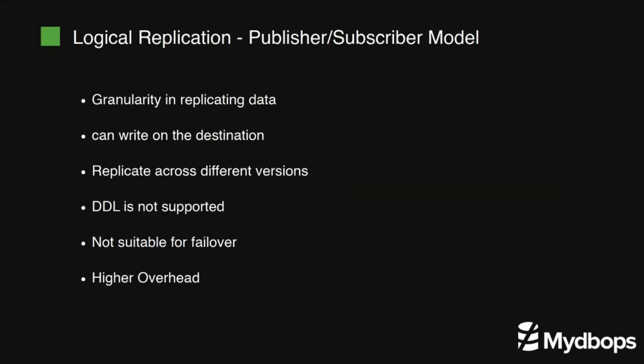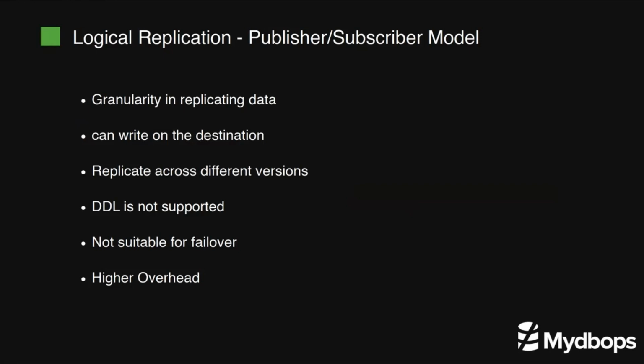The advantage is granularity in replicating data. Whereas in streaming replication, we have an exact copy of our primary in our replicas. If your primary is 1 TB, you should have the exact directory structure, exact data, everything. But in logical replication, we can replicate even very small tables or only the records we need. That is called granularity. And in streaming replication, we can't write anything on our replica because it will be in recovery mode. But with logical replication, definitely we can write on replicas as well.